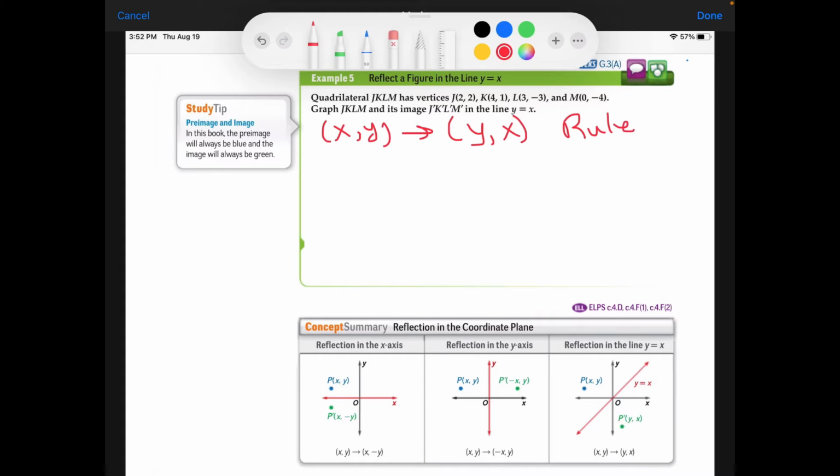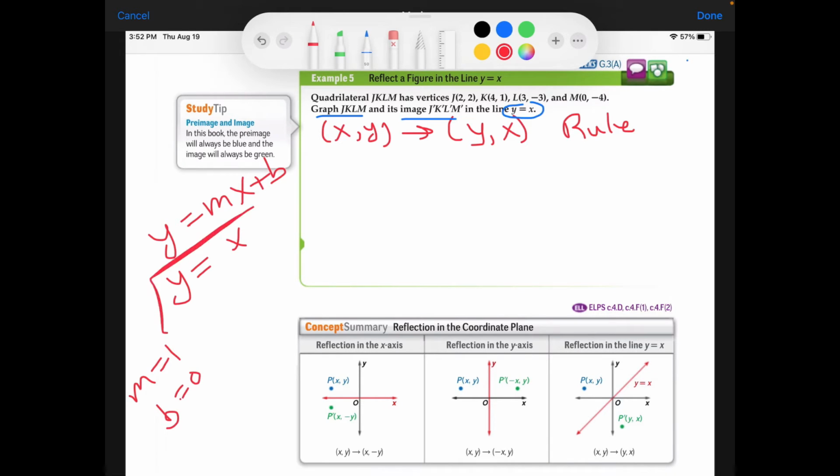It says quadrilateral JKLM has vertices, and it tells us where they're located, and they want us to graph it and its image over the line y equals x. Now remember, the line y equals x is in the form y equals mx plus b, and the slope is 1, so that's why it just becomes y equals x. And the y-intercept happens to be at 0, so b would be 0, and that's why that's the y equals x line. So let's go ahead and apply the rule for each of these points.